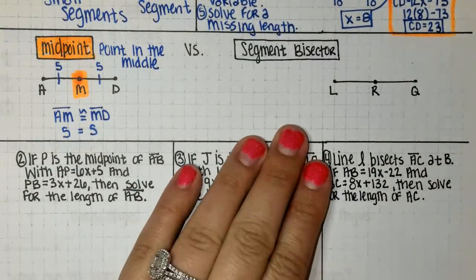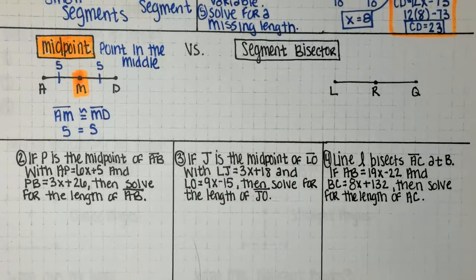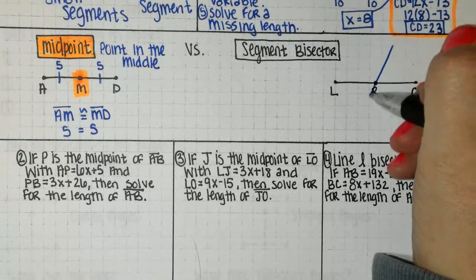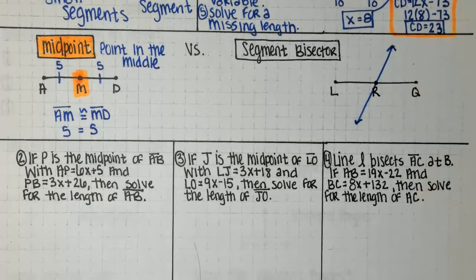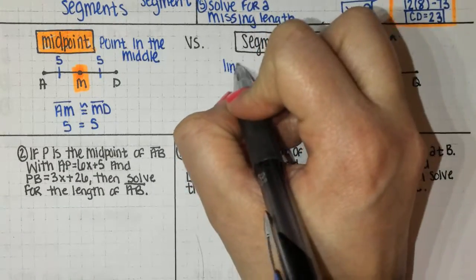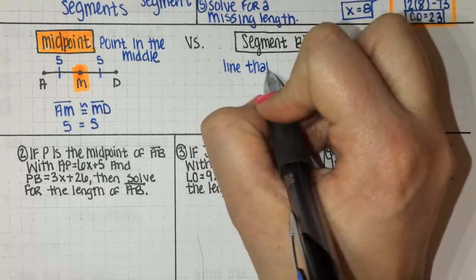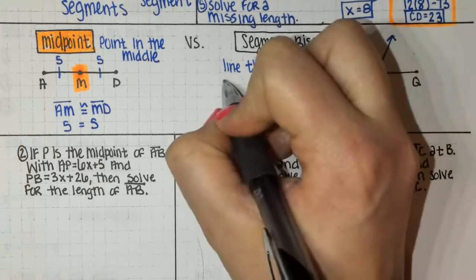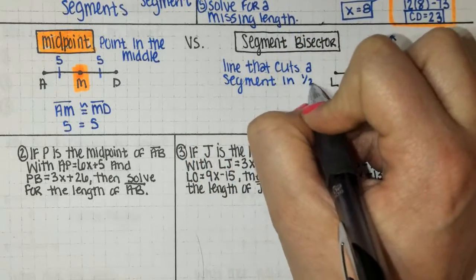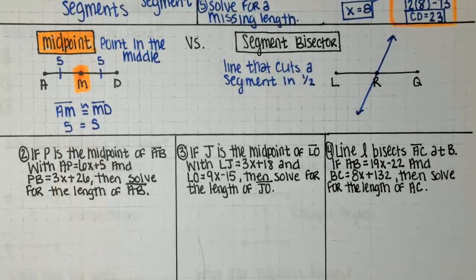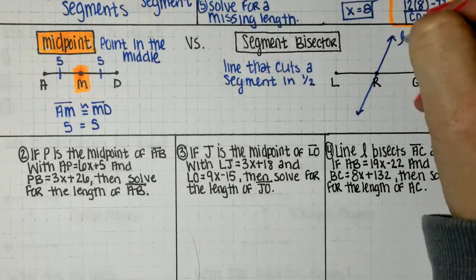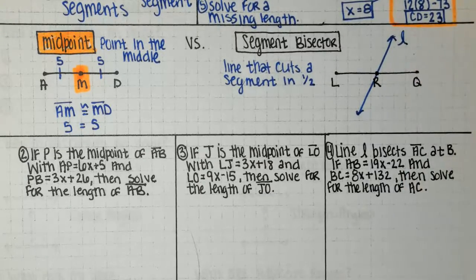Now, a segment bisector, remember we talked about the game Fruit Ninja. You throw this little fruit in the air and you slice it in half. That is exactly what a segment bisector does. A segment bisector is an actual line that cuts a segment in half. It's basically just like a midpoint. The midpoint is the after effect where it's already been cut. The segment bisector, we'll name that L, is a line that cuts that segment in half.